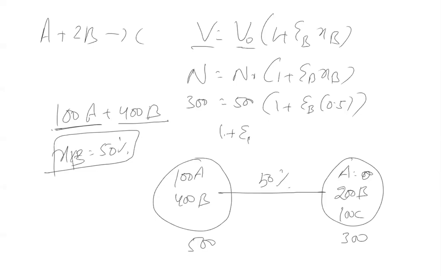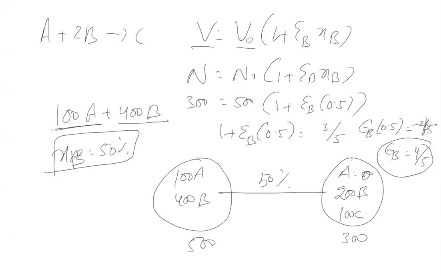1 plus EB into 0.5 is equal to 3 by 5. What is EB into 0.5? It is minus 2 by 5. Minus 2 by 5. What is EB? 4 by 5. Minus 4 by 5. You got the same answer, no? Previously also I got the same.